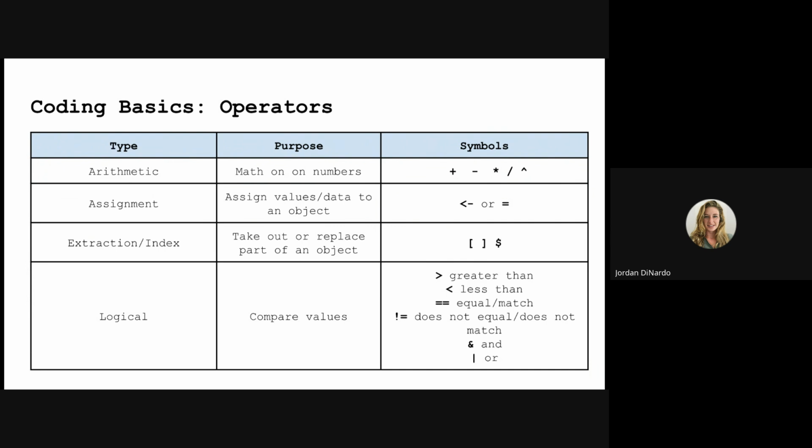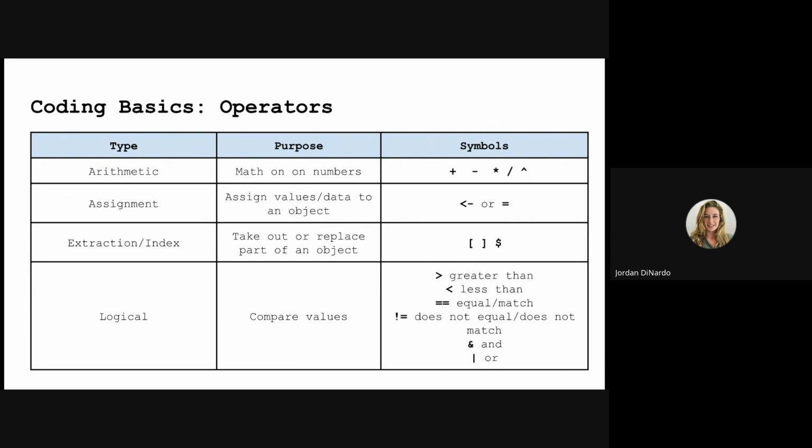That's when you can take out or replace part of an object. You can use what's called square brackets to index, say, vectors, or, in data frame world, you often use the money sign. So if, for example, you want to extract a column within a data frame, you would say data frame, money sign, and then the column name.